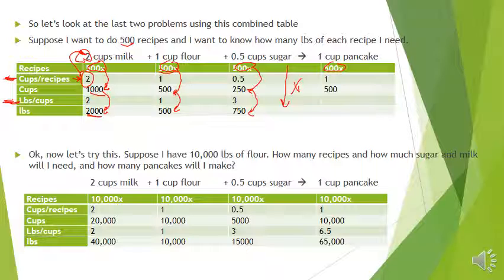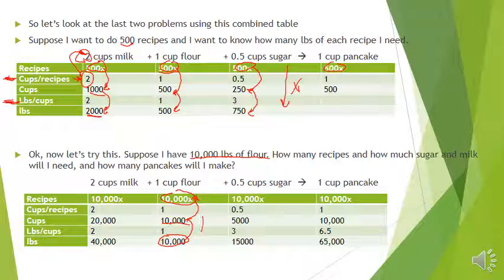Okay, now let's do the second problem. So let's say you have 10,000 pounds of flour. All right, so we put that right here. What I want to do now is figure out how many recipes I can make. So I need to find out how many cups. There's 1 pound per cup, so I divide 10,000 by 1. So I'll end up with 10,000 cups of flour. Every recipe only uses 1 cup, so I am going to end up doing the recipe 10,000 times.